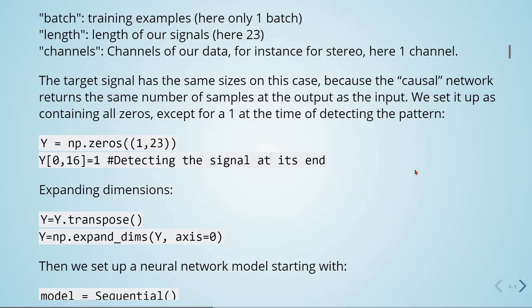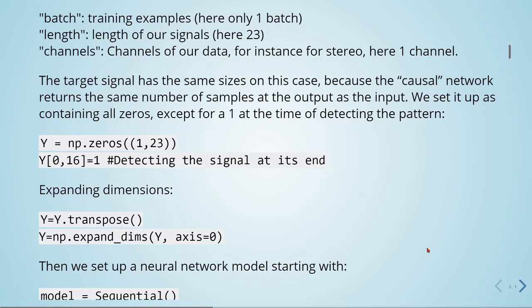So the target signal will have the same size in this case, because we use a causal network that returns the same number of samples at the output as the input, and we will set up our target containing all zeros except for a 1 at the time of detecting the pattern. So we will detect the signal at its end. We will detect the ramp at its end. So we have here zeros, and then we have 1 at this position.